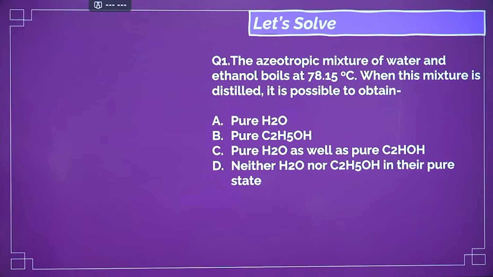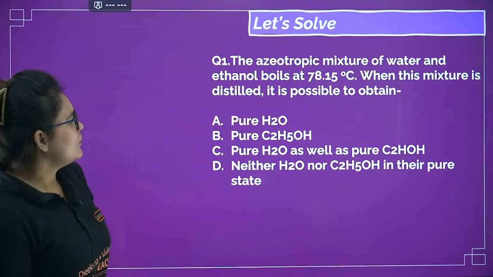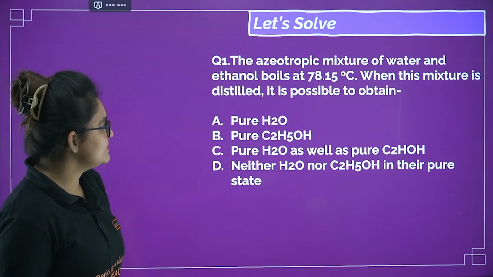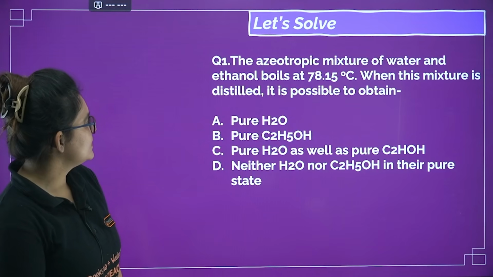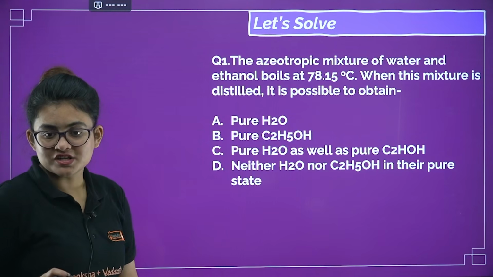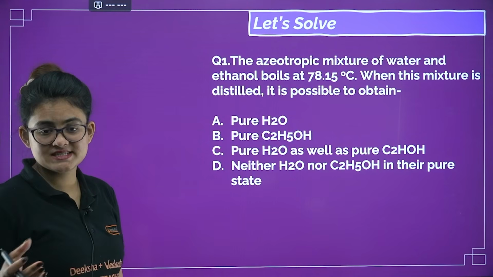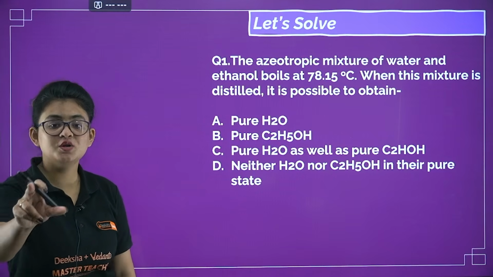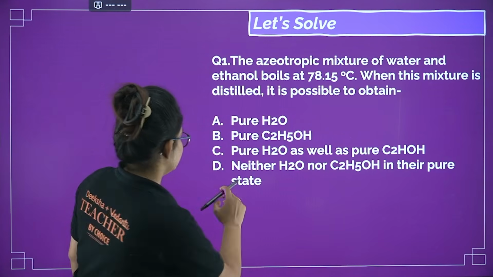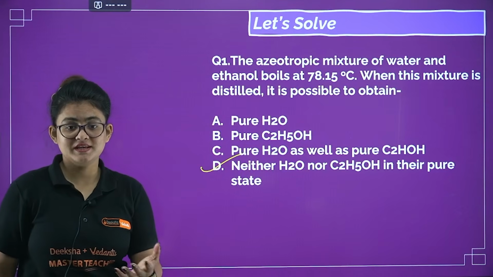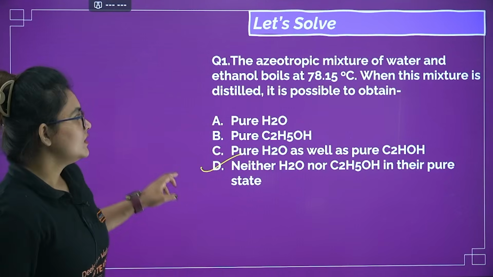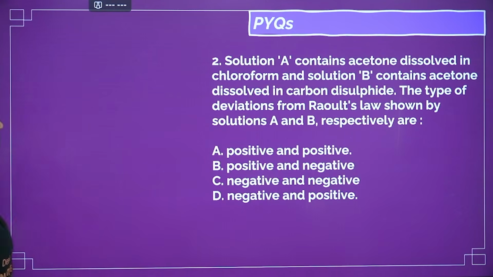Okay, one question. The azeotropic mixture of water and ethanol boils at this temperature. When this mixture is distilled, is it possible to obtain pure components? So for an azeotropic mixture, fractional distillation is not possible, right? It's going to be neither H2O nor C2H5OH in their pure state. They cannot be separated, right? Let's proceed.